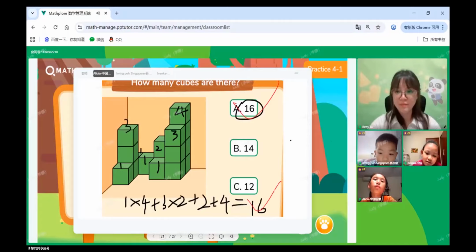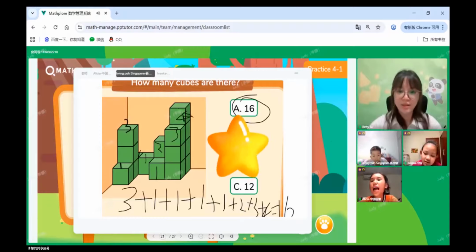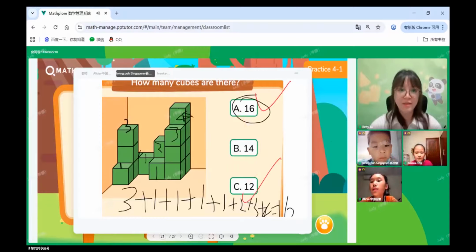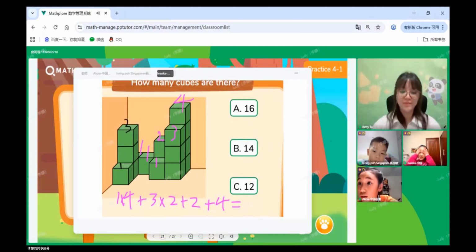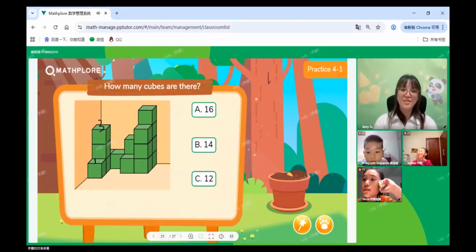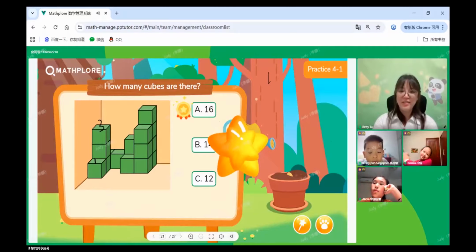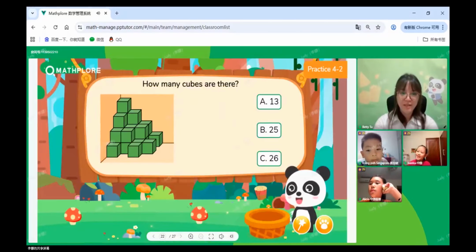Good. Alicia, work it out. Good. Alvin, quick. 4 plus 6 equals 10. 10 plus 2 times 2, 4. 4 is 16. Good. 16. Okay. So the first question is quite easy, right? First, we mark the number and then plus them together. Right, take a look at this one.